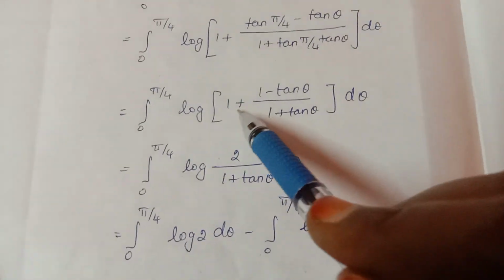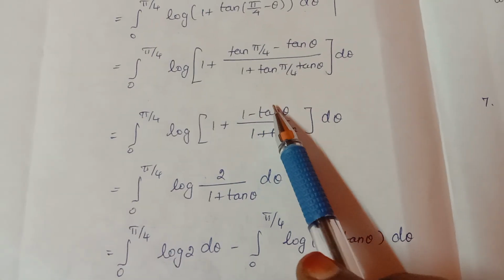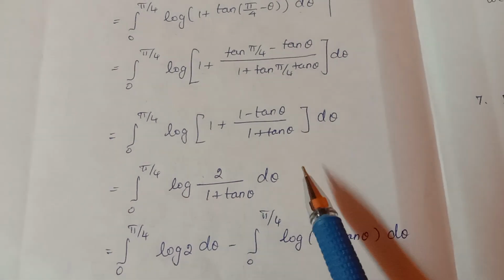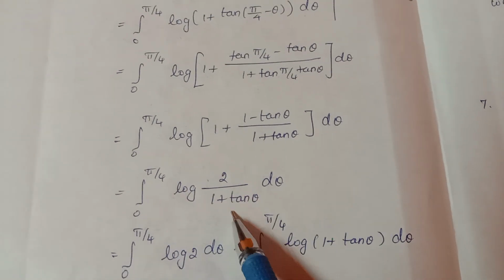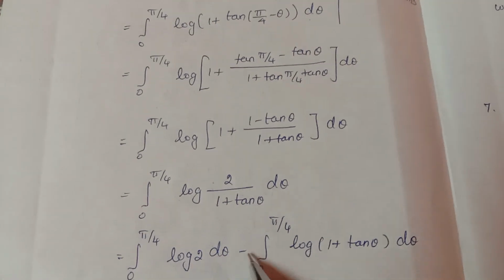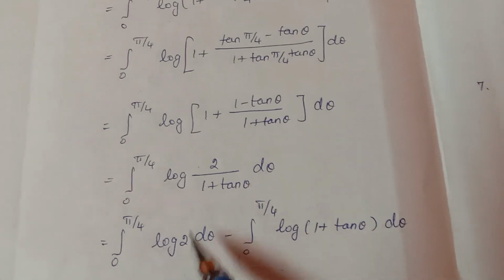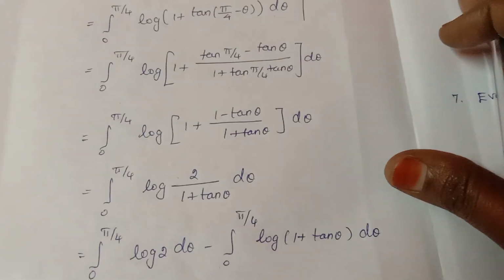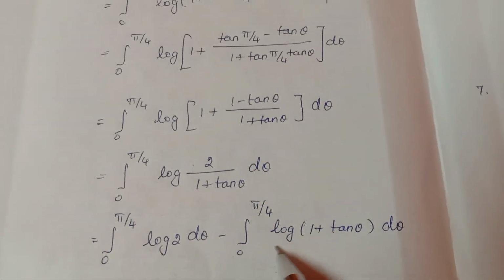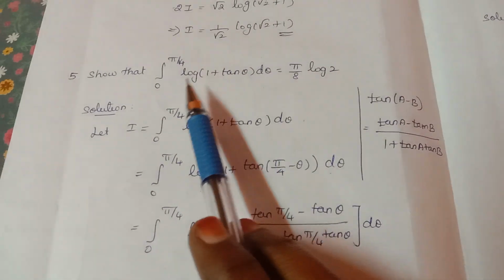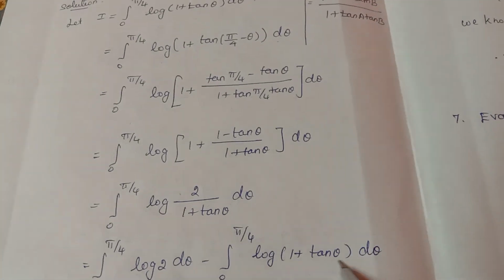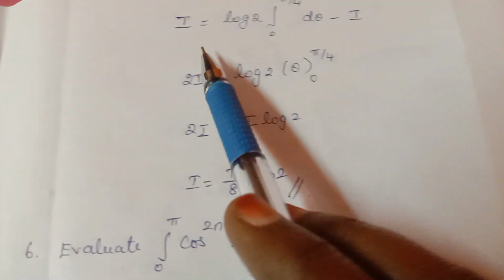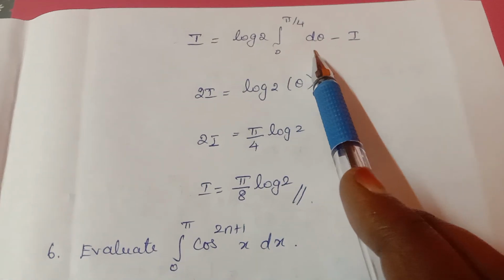Now you take LCM. So it will be (1 plus tan theta) plus (1 minus tan theta). So tan theta gets cancelled. So simply log of 2 by (1 plus tan theta) d theta. This is of the form log of a by b, which you can write as log a minus log b. Okay, so if you do integration, it will be simply log 2 into integral 0 to pi by 4 d theta, minus the integral 0 to pi by 4 of log of (1 plus tan theta). And this is our given question, isn't it? So instead of this, I can write it simply as I. Okay, so I equals log 2 integral d theta minus I.